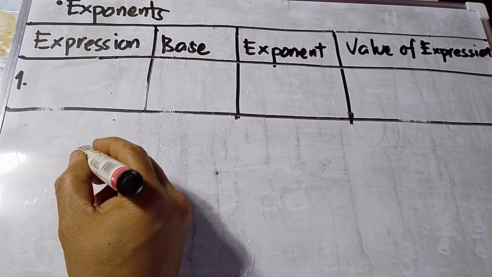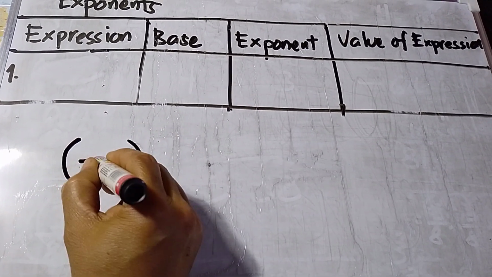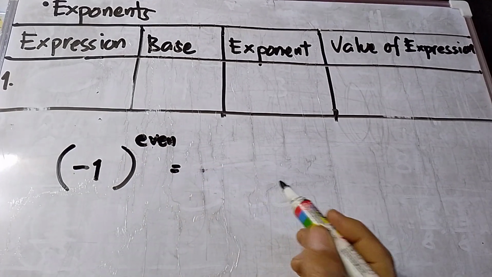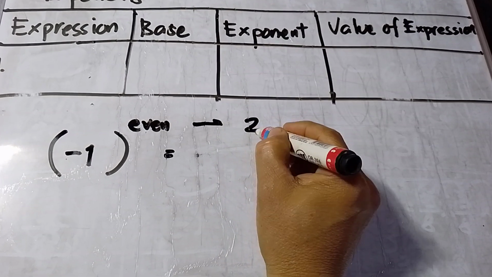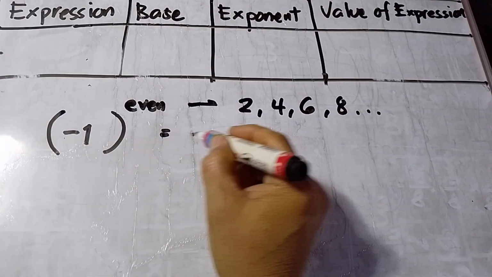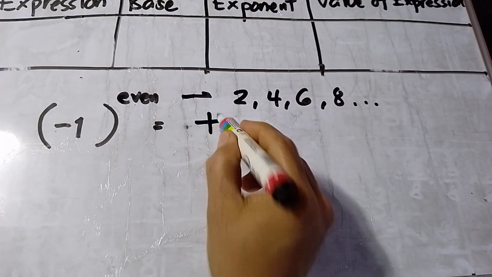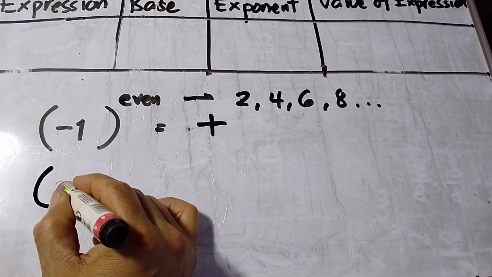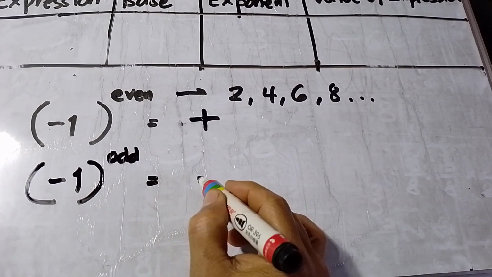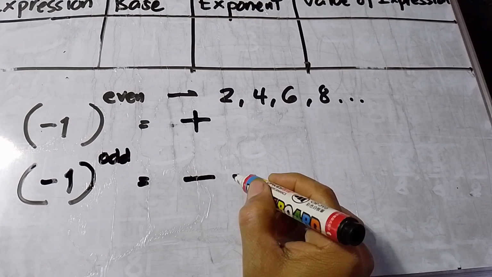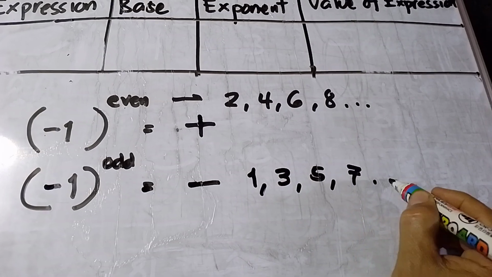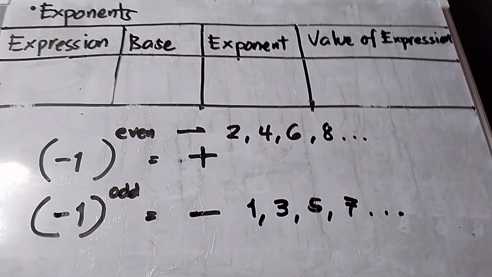By the way, I have to introduce you. For example, you have -1, then your exponent is even. So we know that even numbers like 2, 4, 6, 8, and so on. So the sign must be positive. Now if you have -1 and then your exponent is odd, so your answer must be negative. What are the odd numbers? We have 1, 3, 5, 7, and so on. Okay? Now let's start number 1.